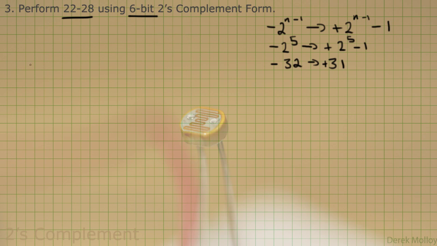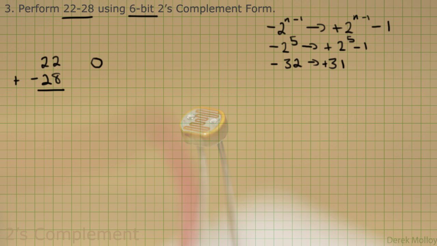So let's do the calculation. We want to do 22 minus 28, so we're going to do 22 plus minus 28. That's the calculation we're going to do. We know the result is going to be minus 6. But let's represent 22 first of all. We could repeatedly divide by 2. We know it's positive first of all, so we could repeatedly divide 22 by 2 and find out the bits for this. But instead we're just going to do a best fit.